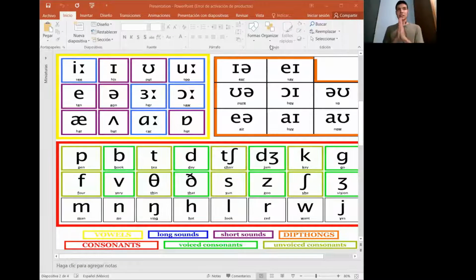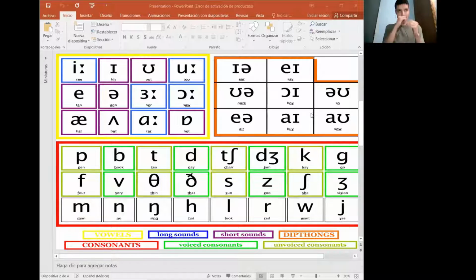The phonetic chart is divided in three, and two of those have subdivisions. For example, the first one, which is vowels, is divided into long sounds and short sounds. The u is a short sound, but the long version of it will be oo. Those are the vowels, long and short sounds.